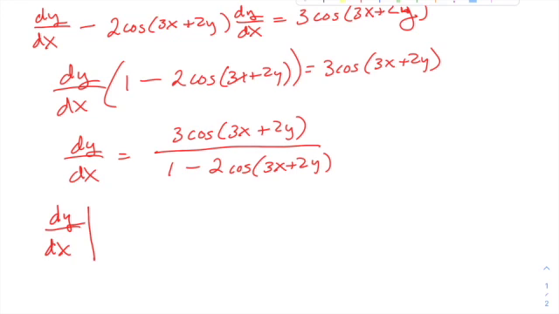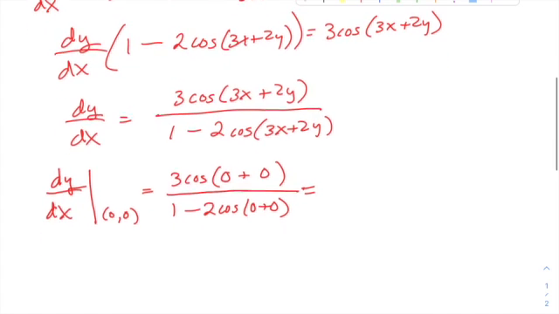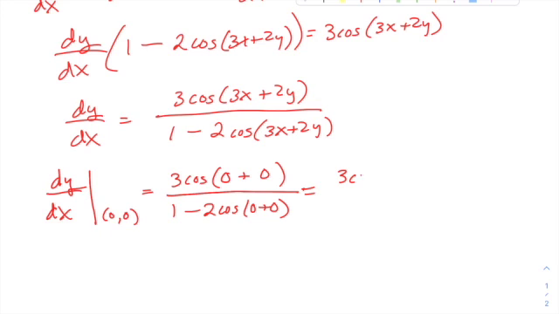Draw that vertical line, and you can write 0, 0. Some people write x equals 0, y equals 0 to really drive that home. And now I'm plugging in 0 for x and 0 for y. So that's going to be 0 plus 0 on the inside of that cosine. 1 minus 2 cosine of 0 plus 0 again. And from here, again, if you can do certain things in your head, that's fine, but just be careful you don't make a silly mistake. So this is 3 cosine of 0 over 1 minus 2 cosine of 0.